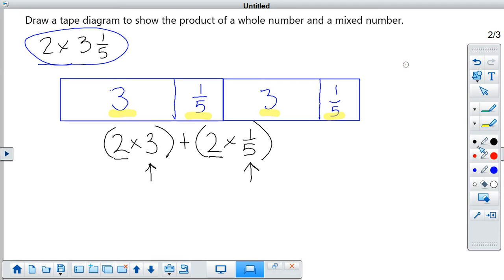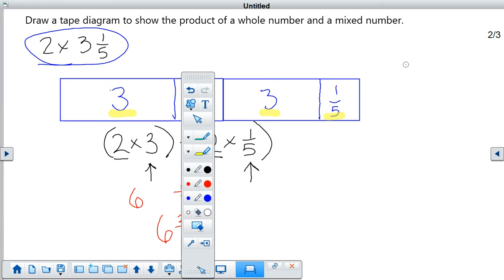So if we were to do the multiplication, the next step would be to multiply 2 times 3, which equals 6, and add that to 2 times 1/5, which is 2/5. So my answer would end up being 6 2/5.